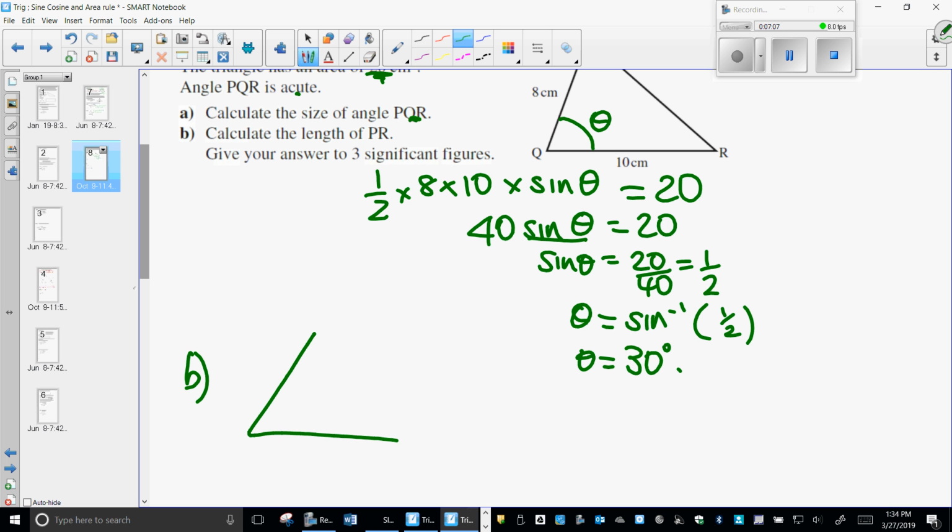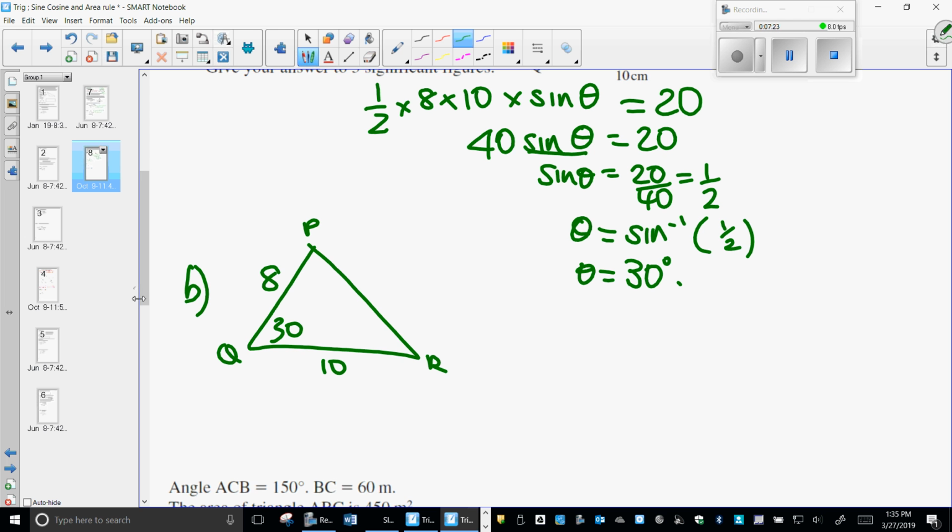So going back to our little triangle, we know this is 30, we know this is 8, we know this is 10. Is this the same triangle? Yeah, it's a triangle. So I've just substituted my angle that we just found. So we're trying to find PR. So this is our length that we're missing. So which rule are we going to use here?